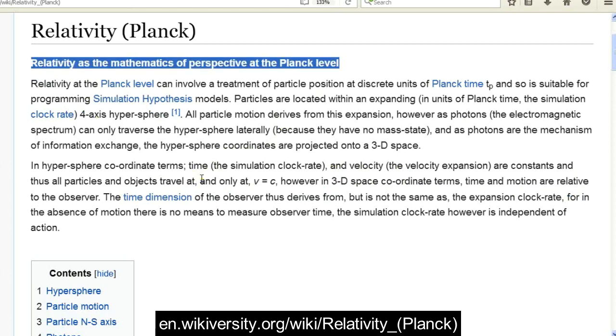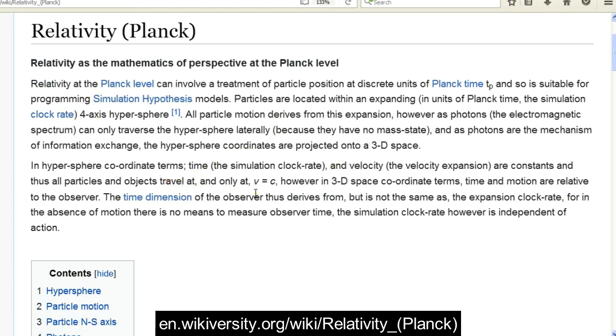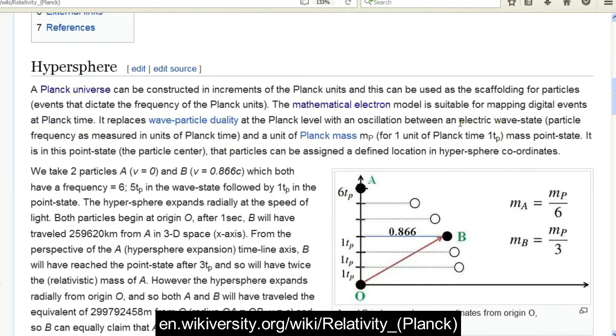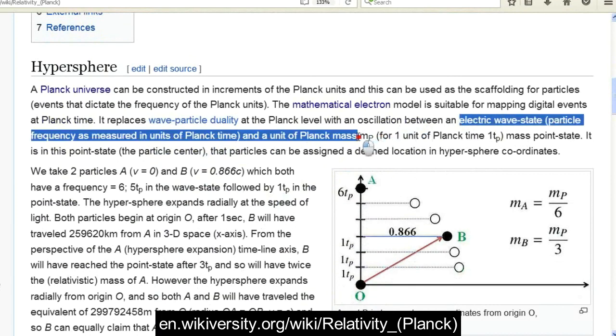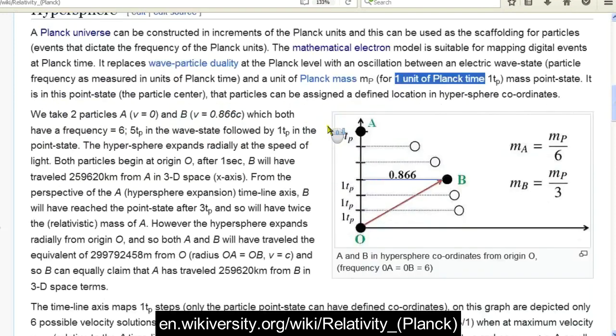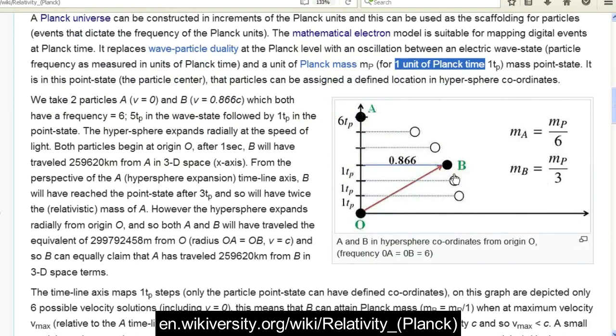Instead of a wave-particle duality, at the Planck level, our particles will oscillate between an electric wave state and a mass point state. The mass point state has fixed coordinates in the hypersphere, but it occupies only 1 unit of Planck time. In this diagram, the point states are represented by those dots. And so here we have 2 particles with a frequency of 6. This means that every 6th unit of Planck time they are mass points, and so they have coordinates in this hypersphere system.